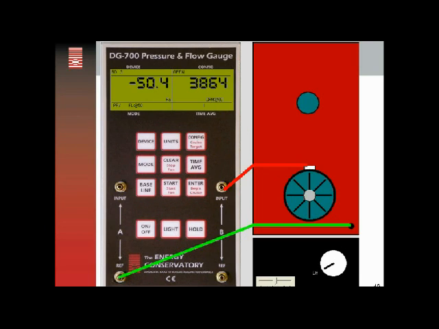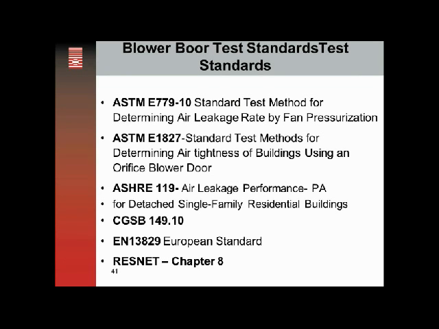There may be better ways to proceed on this, and as states that haven't adopted or are adopting amendments as they move forward, we may start to see reference to some test standards. These are the test standards that a lot of people are familiar with: ASTM 779, 1827, ASHRAE 119, the Canadian General Standards Board 149.10. The folks that are doing Passive House testing are familiar with a European test standard, EN 13829.